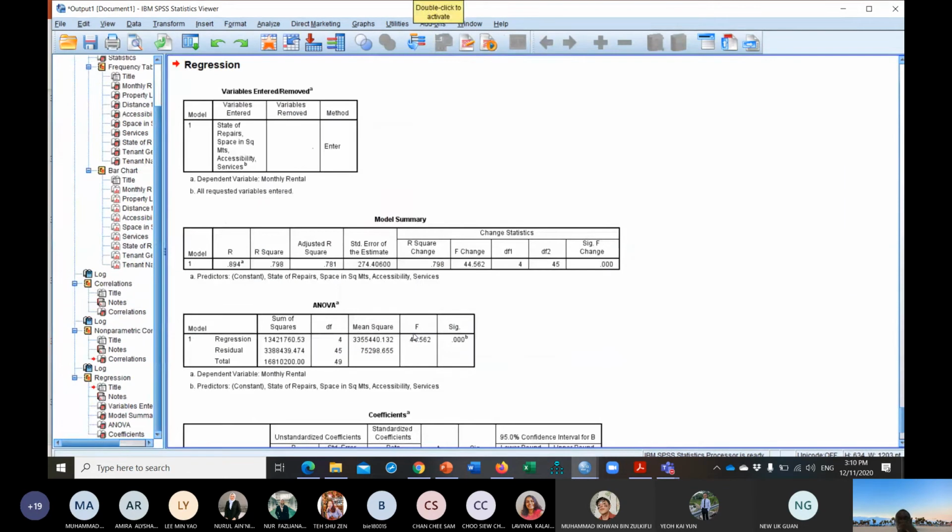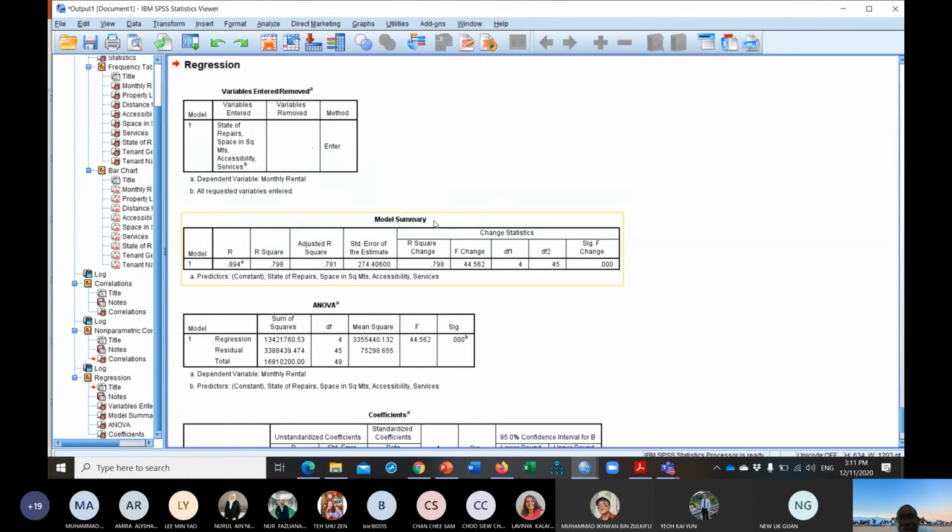So let's look at, good. This is our regression. This is the output from our regression. So what do we need? We need to look at the tables one by one. Dependent variable, monthly rental. All requested variables are entered. This one satisfies the entry. No variable has been removed. All the variables we specified have been inputted into our analysis.